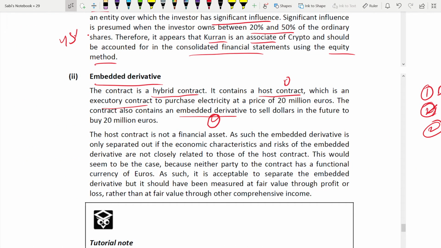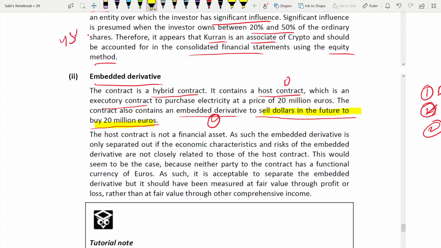Okay. What is that embedded derivative? You have to write it. What is the embedded derivative part? To sell dollars in the future to buy 20 million euros. Make sure that you write it. Let me highlight it for you. Okay. We know the executory contract. The host contract is what? The electricity part. What about the embedded derivative? The embedded derivative is to sell dollars in the future to buy 20 million euros.